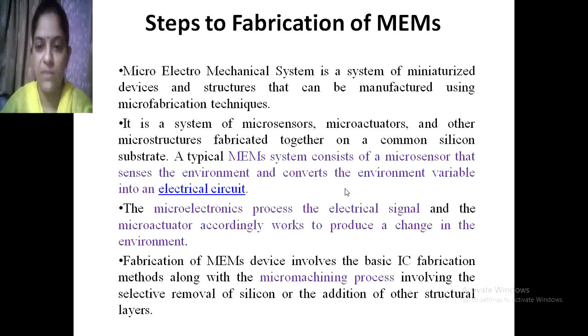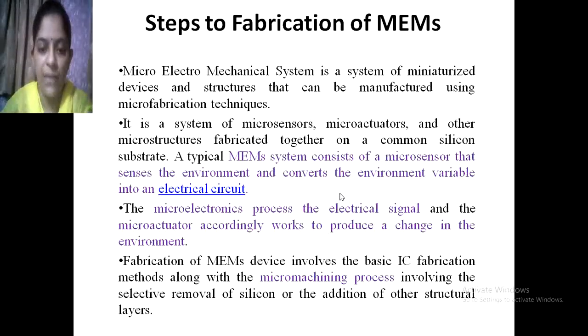A MEMS system consists of a microsensor that senses the environment and converts the environmental variable into an electrical signal. Then the microelectronics process the electrical signal sensed by the microsensor, and the microactuator accordingly works to produce a change in the environment. So one type of energy is converted into the electrical signal.